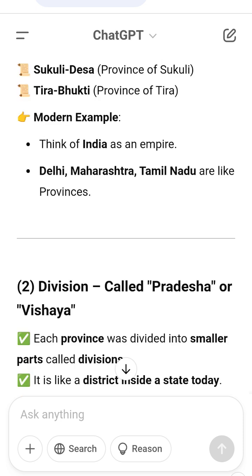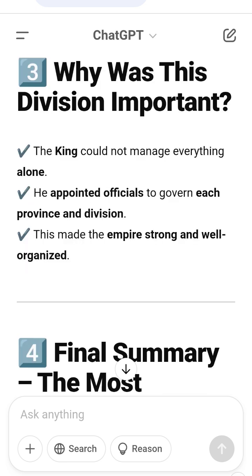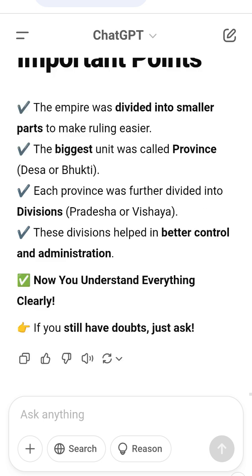4. Final summary, the most important points. The empire was divided into smaller parts to make ruling easier. The biggest unit was called province, Desa or Bhakti. Each province was further divided into divisions, Pradesha or Vishaya. These divisions helped in better control and administration. Now you understand everything clearly. If you still have doubts, just ask.